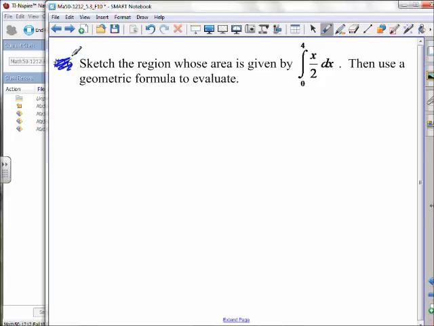The definite integral from 0 to 4 of x divided by 2 dx. Okay, so the first part, just sketch a region. And then it says use a geometric formula to evaluate that region.